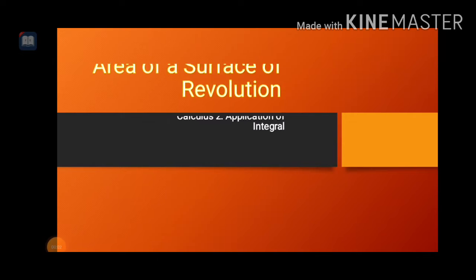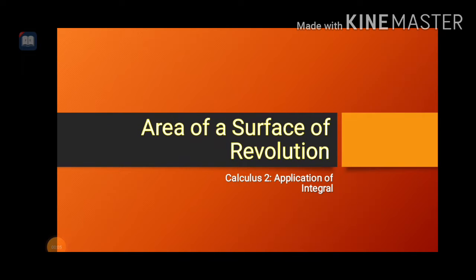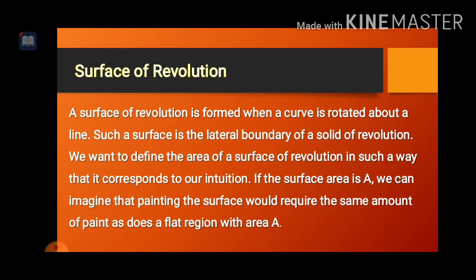Today's video we will discuss the area of a surface of revolution, calculus application of integral. So what is a surface of revolution? A surface of revolution is formed when a curve is rotated about a line. Such a surface is the lateral boundary of a solid of revolution. We want to define the area of a surface of revolution in such a way that it corresponds to our intuition. If the surface area is A, we can imagine that painting the surface will require the same amount of paint as does a flat region with area A.